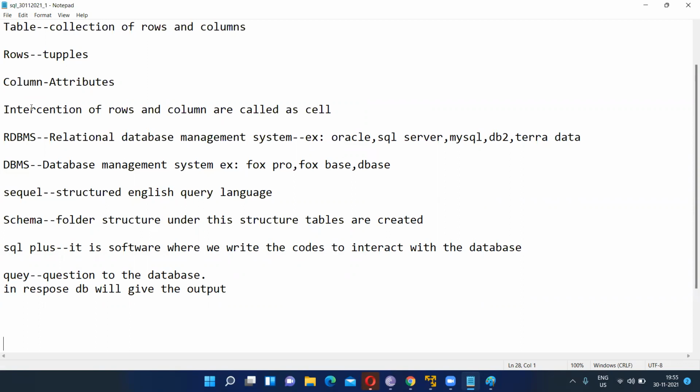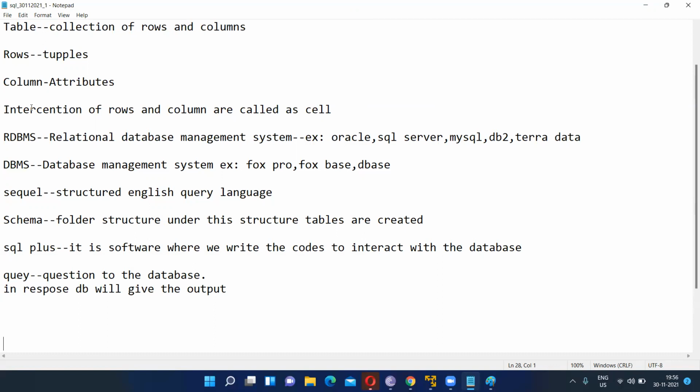Now there is something called SQL. SQL is nothing but Structured English Query Language, which is another name of SQL. Previously it was called SEQUEL. Then I told you about schema. Schema is the folder structure under which tables are created. I showed the entire diagram, right? First is the database. Under database, there is schema. Under schema, there are tables.